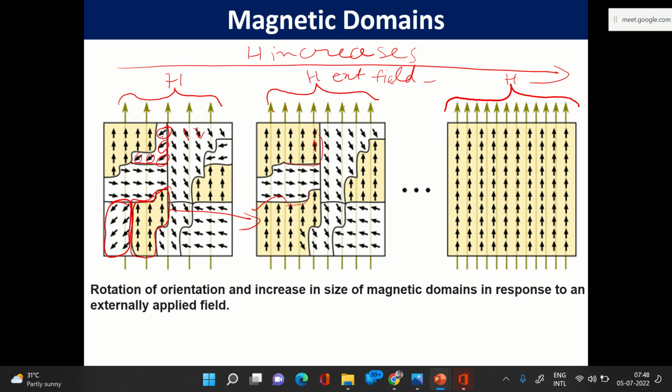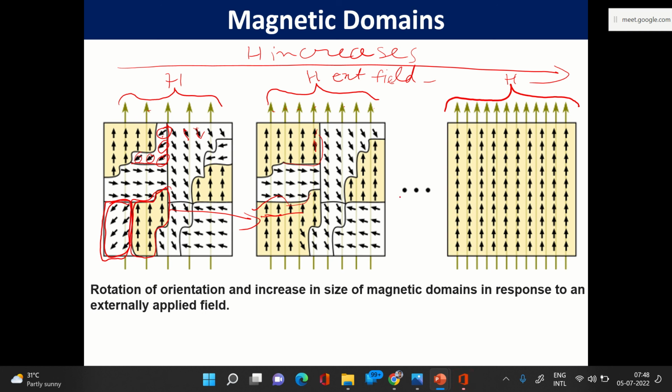What we say is that there is a growth of the domain. The domain that already has spins aligned with the magnetic field is now becoming larger in size. How does it become larger in size? Because some of the nearby spins which were in a different direction have converted into the same direction. The spins have oriented and aligned with the field, so it has grown at the expense of other domains.